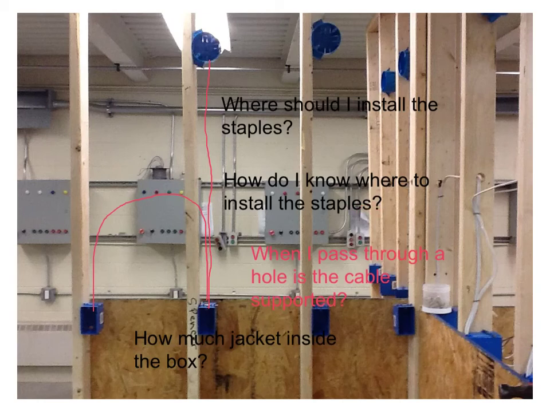So that's going to be a code reference. So that's going to come to us from the NEC. So give us a NEC article on that. The question in red, when I pass through a hole, so this red cable here passes through a hole, is that considered to be supported? If so, tell me the code article for that one. And then the last one is how much jacket am I going to have inside of that box?